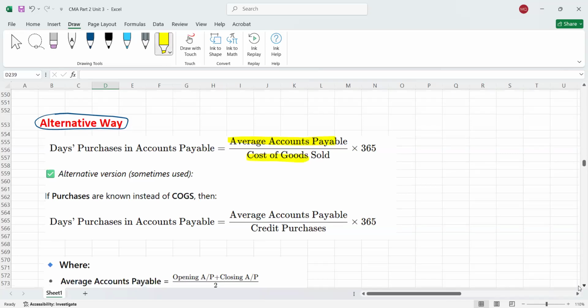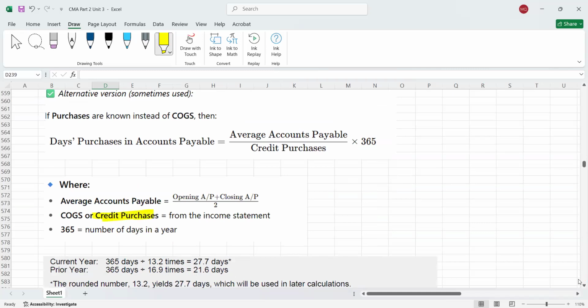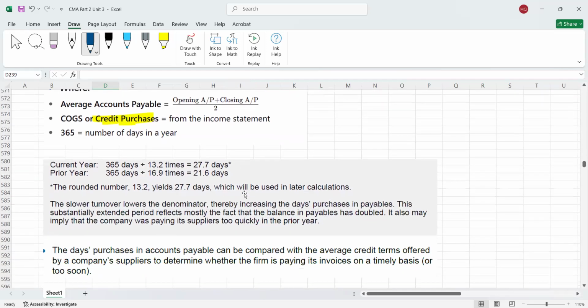If cost of goods sold is not given, here you can use credit purchases also. If credit purchase is not given, it can be substituted with the cost of goods sold. So I'm just putting here average accounts payable divided by credit purchases or cost of goods sold, whatever information is available, you can use that one. And multiply by 365 or 360, whatever days in a year. If you apply this formula, this will give you the payment period or days purchases in accounts payable. So this is how you will calculate it. I hope it is clear. Any questions so far?